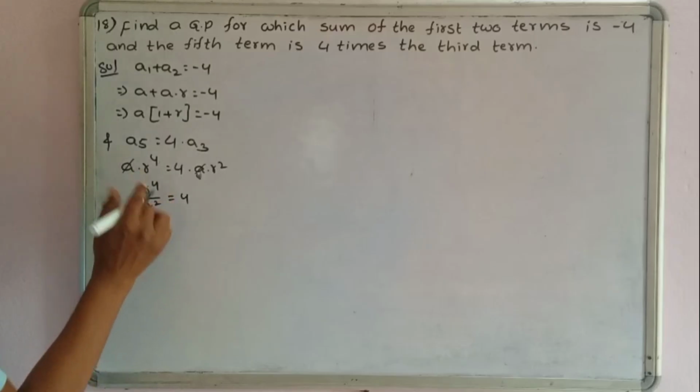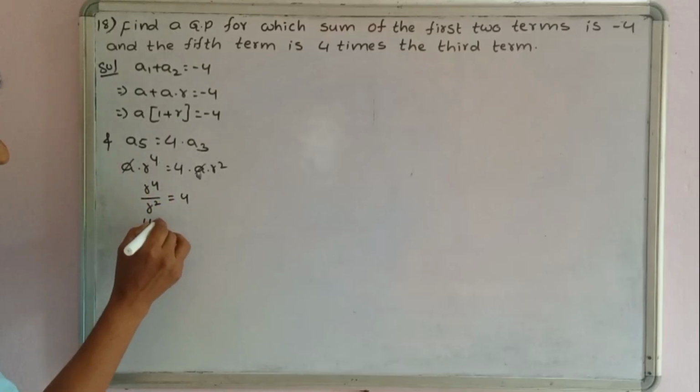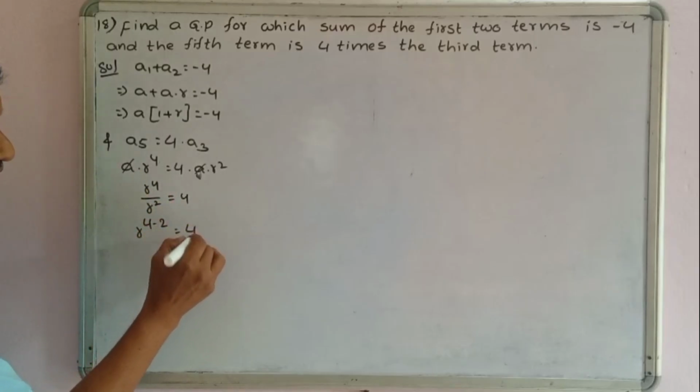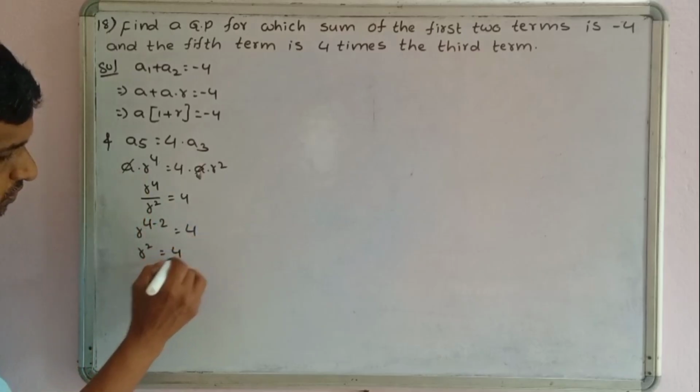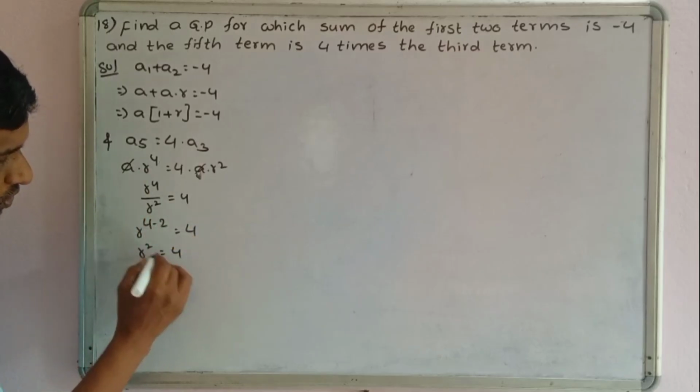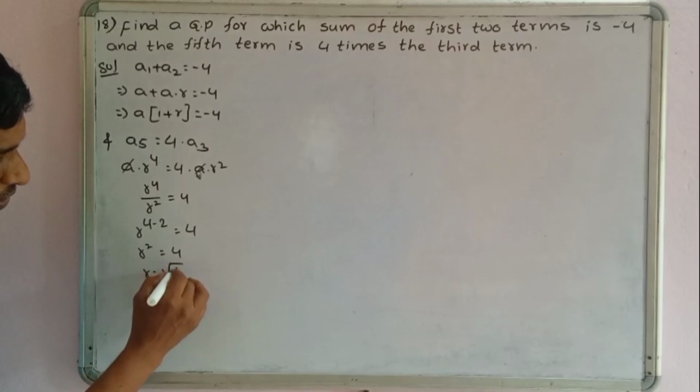So this is a power m by a power n, which is a power m minus n. So r power 4 minus 2, r square equals 4. So r equals square root of 4, r equals plus or minus 2.